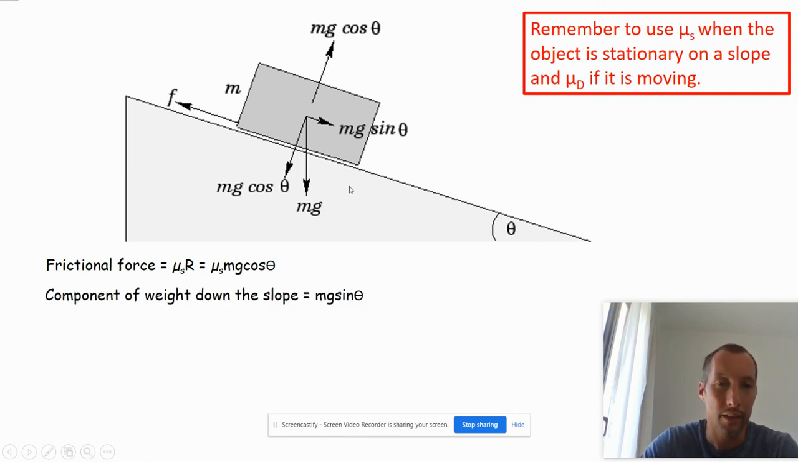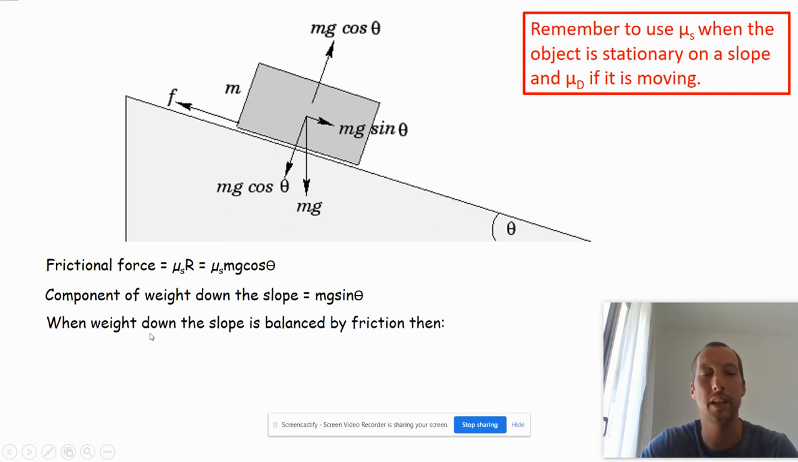mg cos theta. Now, we also know that the component of the weight acting down the slope is mg sine theta. So we know mg sine theta is the force pushing down the slope. Now we know what the friction is up the slope. That's mu s mg cos theta. So we can say that when the weight down the slope, mg sine theta, is balanced by the friction up the slope, we're going to get this. My top line, mu s mg cos theta, is equal to my second line, mg sine theta. So this is when it's in equilibrium, where the object is either stationary on the slope or it's moving at a constant speed down the slope.